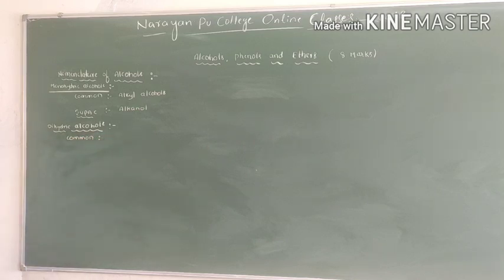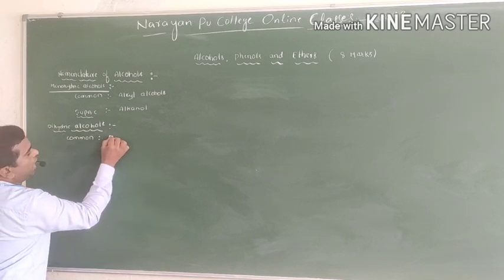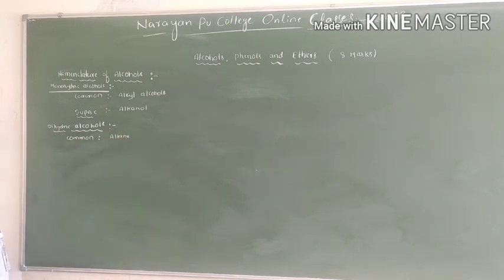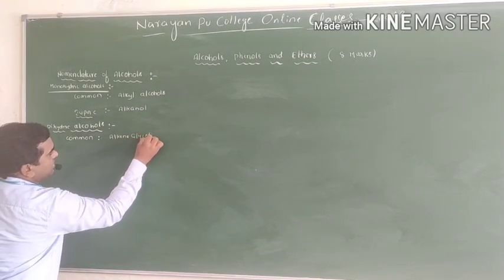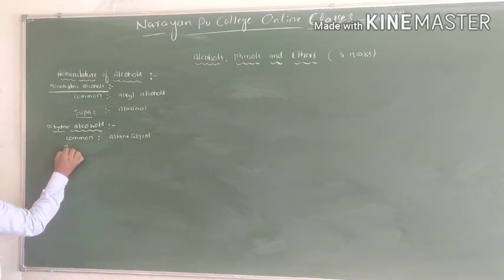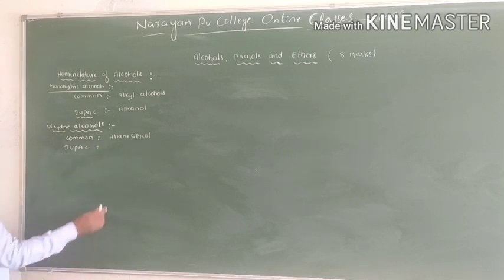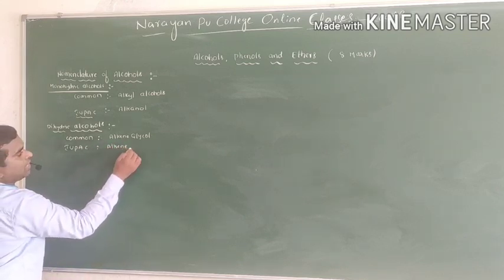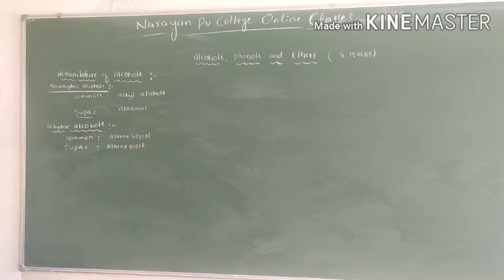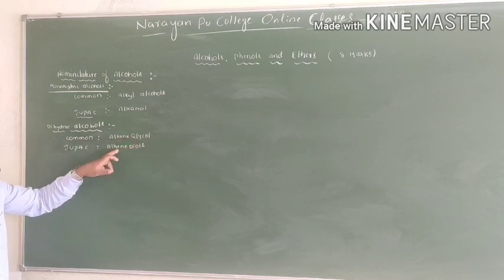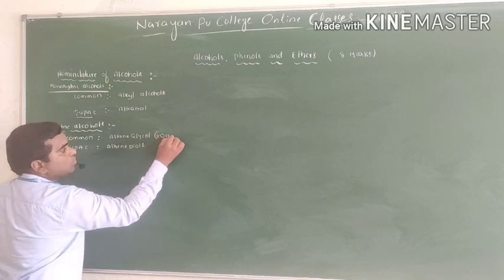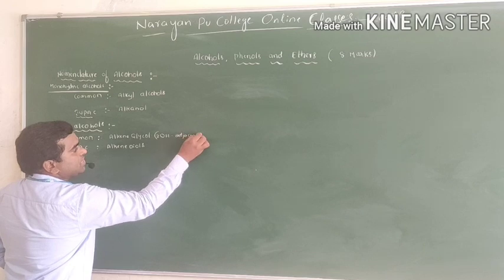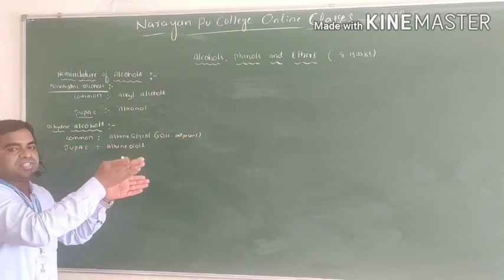The common name for dihydric alcohols is alkene glycol. And the IUPAC name of these compounds is alkane diols. This is for common name and IUPAC name. A very important thing here: glycol means the two OH groups are adjacent to each other, present on adjacent carbons only.